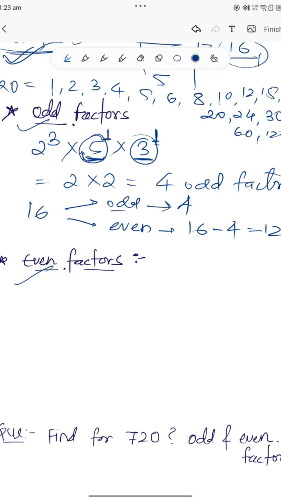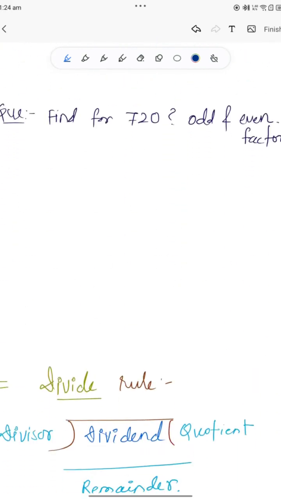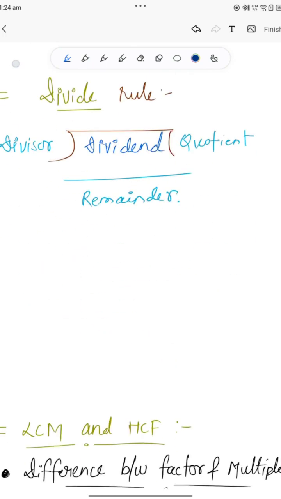So this is basically the method to find the even and odd factors. So this is for you: you have the task to find out the value for 720. Finding the odd and even factors of 720 is your responsibility.